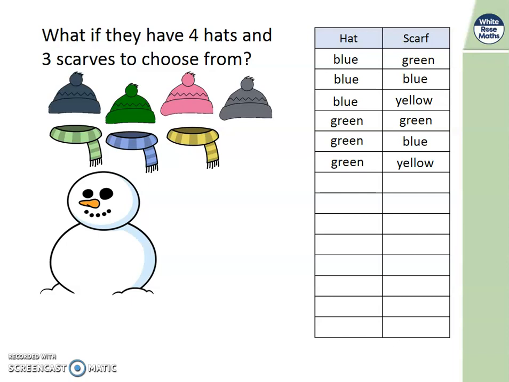Let's try the pink hat next. Pink hat with the green scarf, pink hat with the blue scarf, and the pink hat with the yellow scarf. And lastly, the grey hat with the green scarf, grey hat with the blue scarf, and the grey hat with the yellow scarf. Are there any more possibilities?